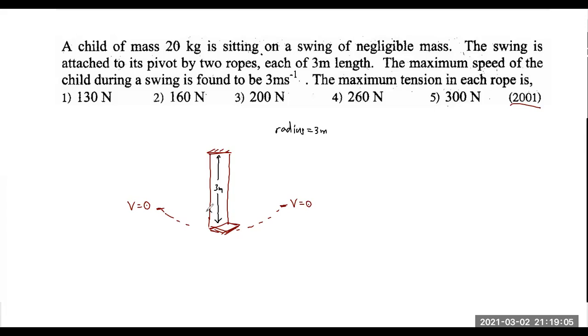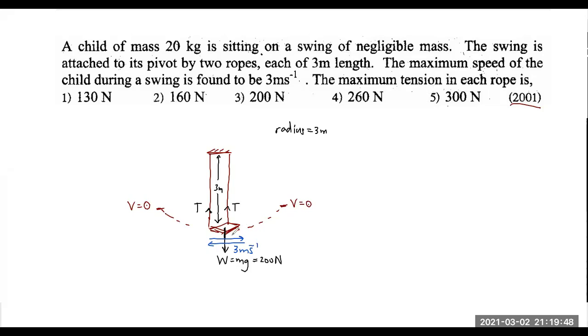There'll be tensions on this as well as this, and then, including the child, there will be weight. Weight is equal to mg, and what is mg? 20 kilograms, so it's 200 Newton. The maximum speed of the child during a swing is found to be 3 meters per second. Maximum speed means at this point. The child might be going to the right or going to the left, doesn't matter. Only the value of the speed matters. Maximum speed will be at the bottommost point. Why at the bottommost point? At the bottommost point, the gravitational potential energy is minimum, so 0, and kinetic energy will be maximum. That's why it's maximum.